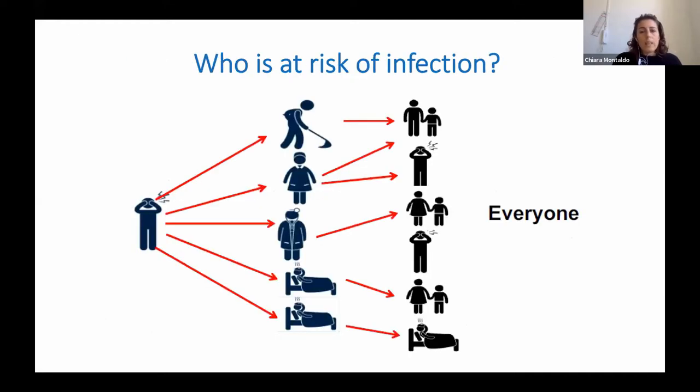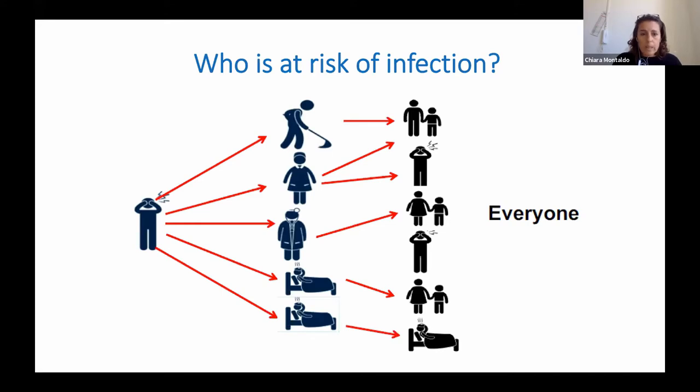So who is at risk of infection? In a healthcare structure, of course, patients are at risk of infection, but health workers also. And don't forget all the people working in the hospital. We always focus very much on doctors and nurses, for sure, to provide training, to provide equipment, to provide knowledge. But don't forget there are other people working in the health structure, and they are very important in implementing good IPC.